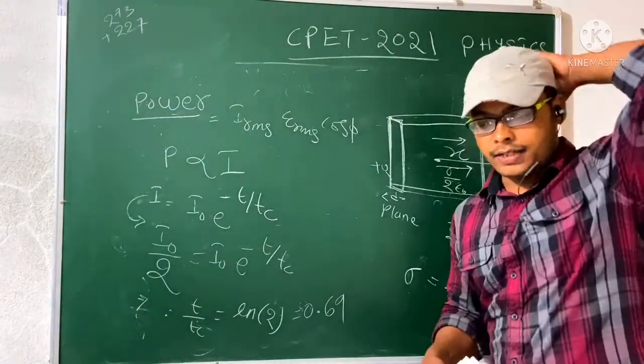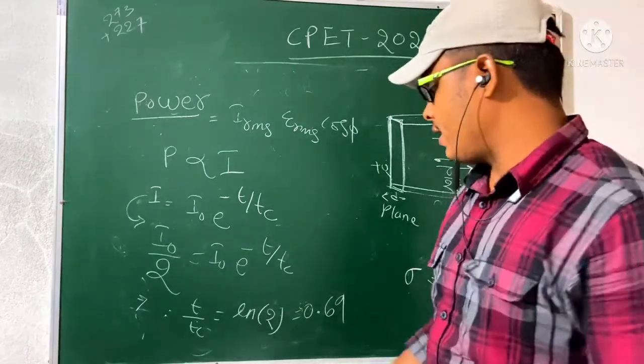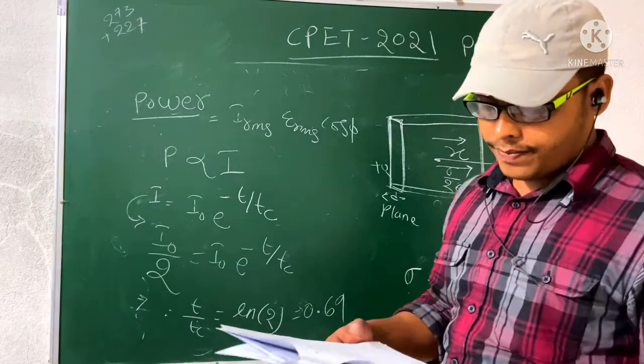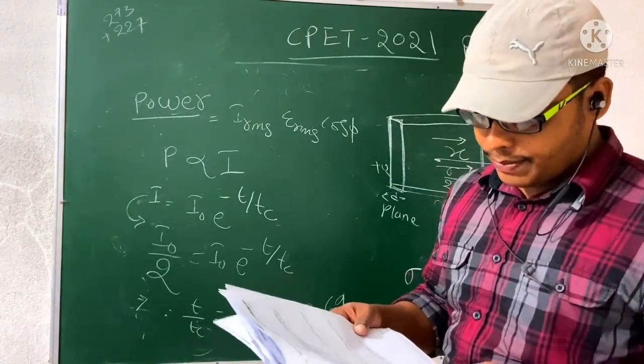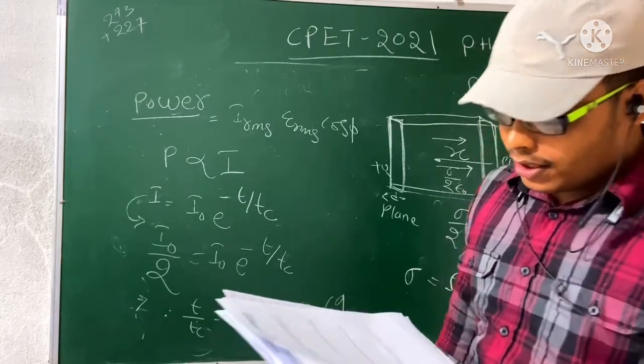Okay, so how many times the time constant is the time increasing? So that will be 0.69. So the answer is 0.69. Now question 32: an experiment diary reads as follows: a charged particle is projected.